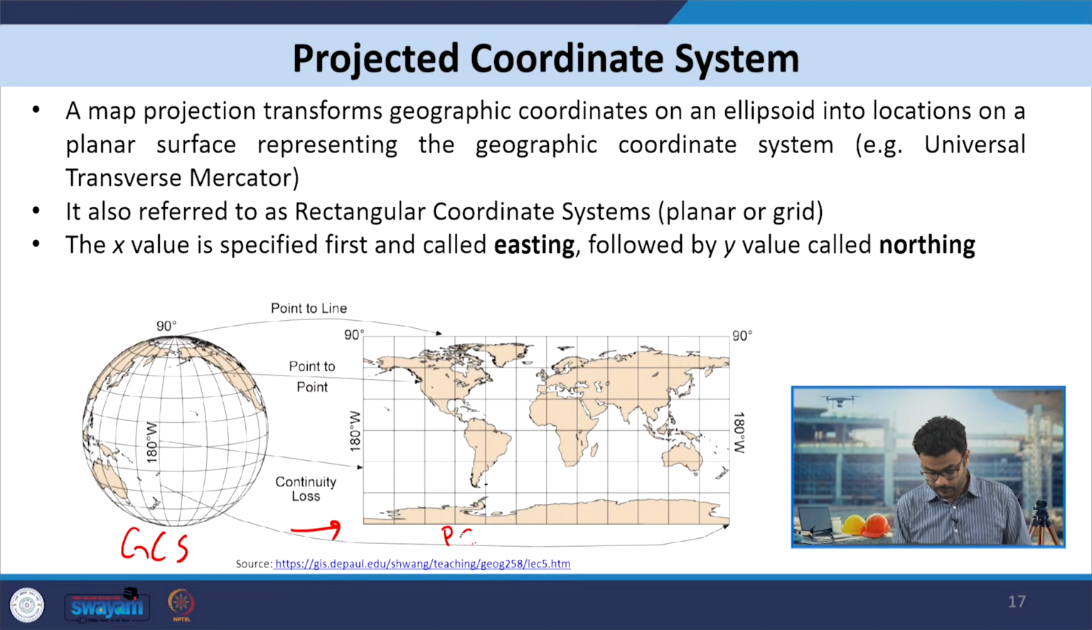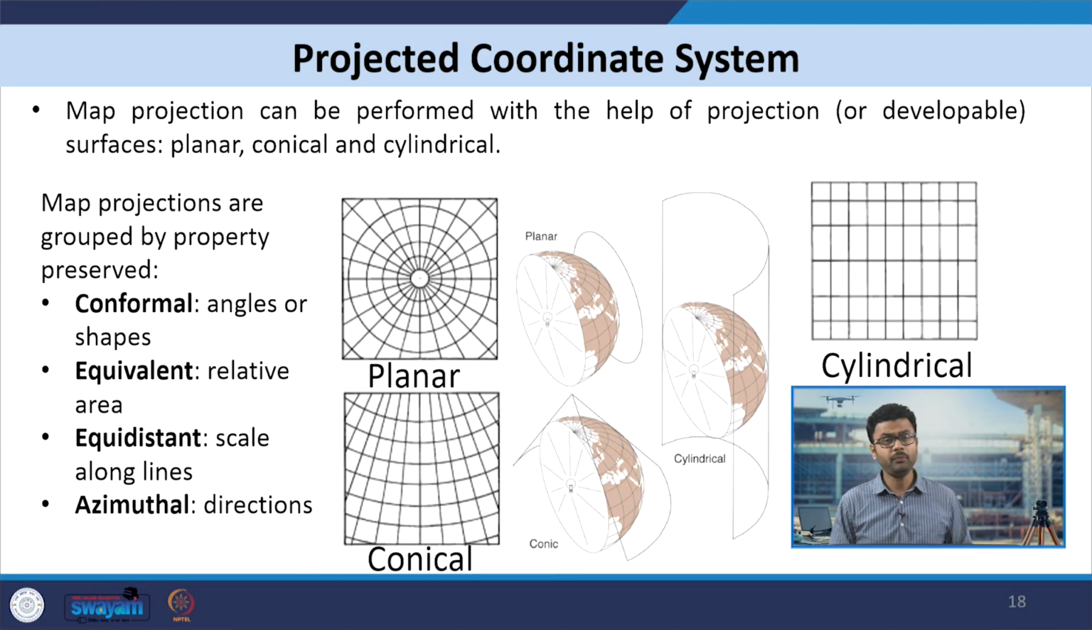The image below shows the projection of the geographic coordinate system on the left side into a projected coordinate system, which as you can see is on a 2D flat surface. And essentially this leads to conversion from latitude and longitude to easting and northing. Now the map projection can be performed with the help of projection surfaces. The projection surfaces are planar, conical and cylindrical. So you can imagine you are wrapping either a plane, a conical sheet of paper or a cylindrical sheet of paper onto the globe, and you are projecting the globe onto this paper.